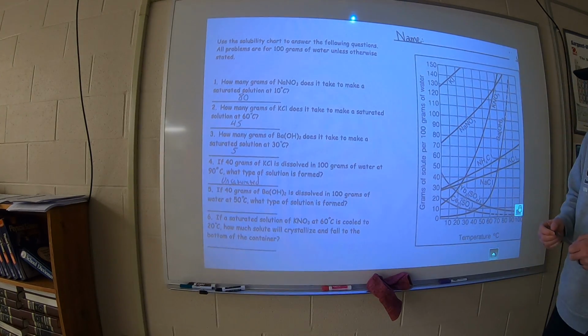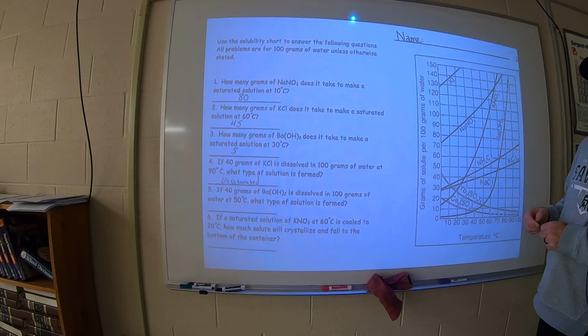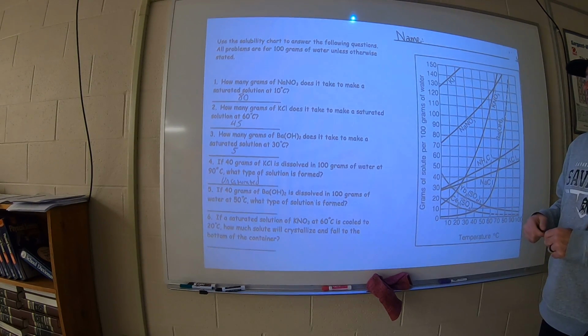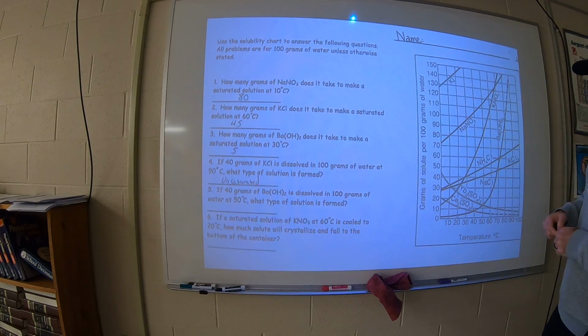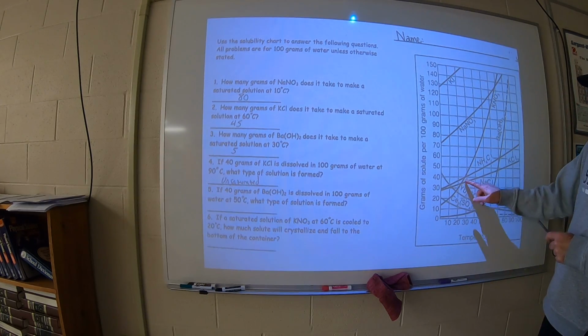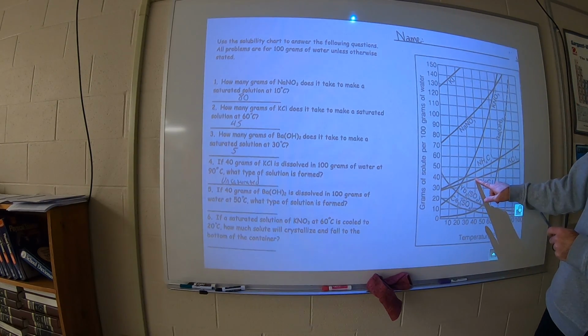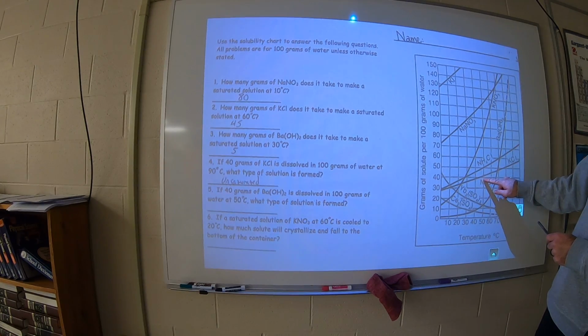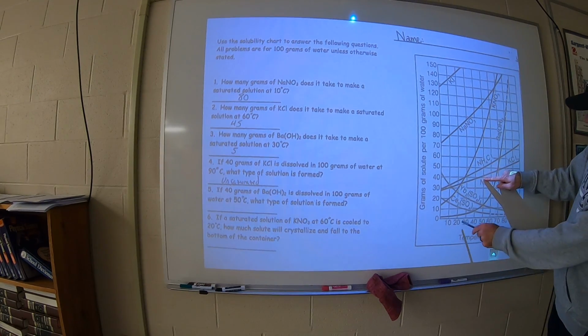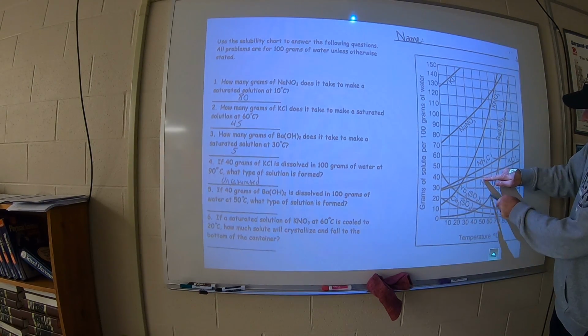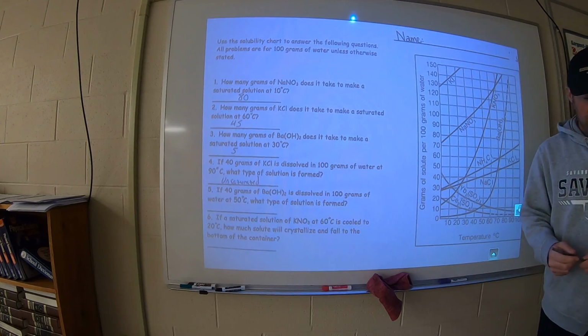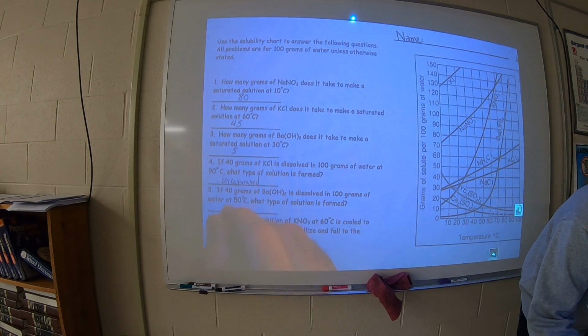unsaturated. Number 5, if 40 grams of barium hydroxide is dissolved in 100 grams of water at 50 degrees Celsius, what type of solution? So let's find 40 grams at 50 degrees Celsius, which is right here. At this point, this is the barium hydroxide line, right down here below, so we're above the line, so that's a saturated solution.